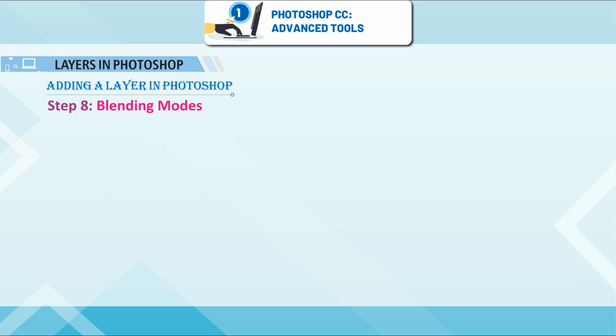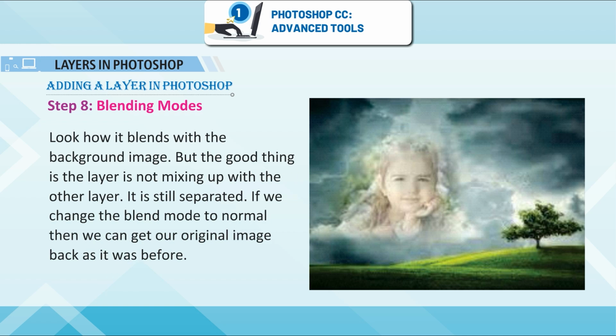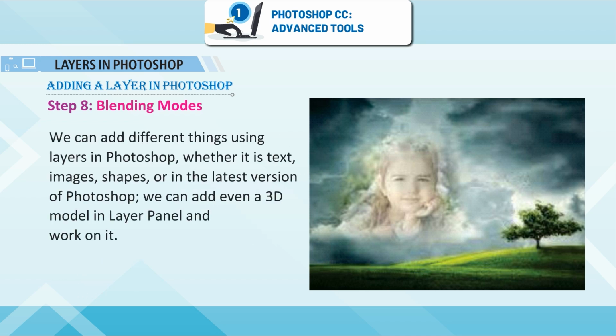Step 8. Blending modes. Blending mode allows us to blend any layer with another below it. For example, we select this layer and go to blending mode and change it to overlay from normal. Look how it blends with the background image, but the good thing is the layer is not mixing up with the other layer. It is still separated. If we change the blend mode to normal, then we can get our original image back as it was before.